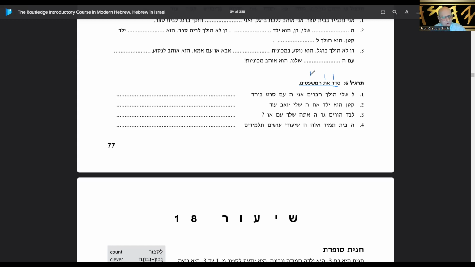All right. So this is kind of an easier one too, but I have trouble with this sometimes because if you miss one little thing, you can't get a whole sentence out of it. So we've got here the lamed, we got the shali, we got holek, chavarim, that's friends. Ani, we got the definite article hey, im saret bayahad. Okay, so it has something to do with friends. You're walking, it's your friends.